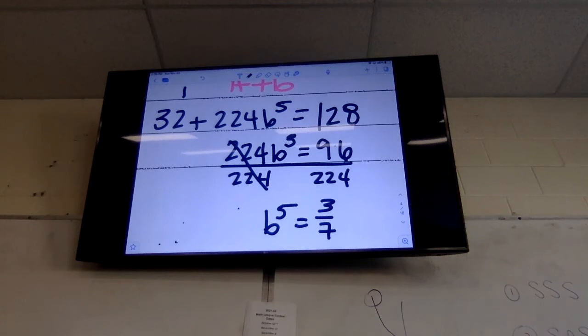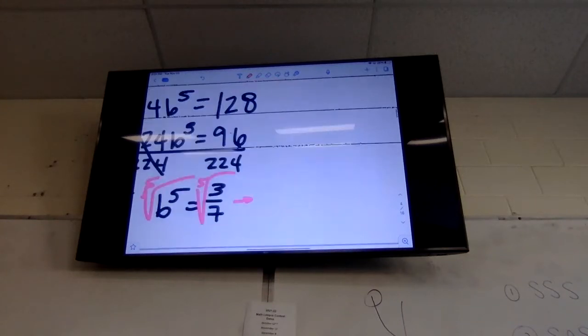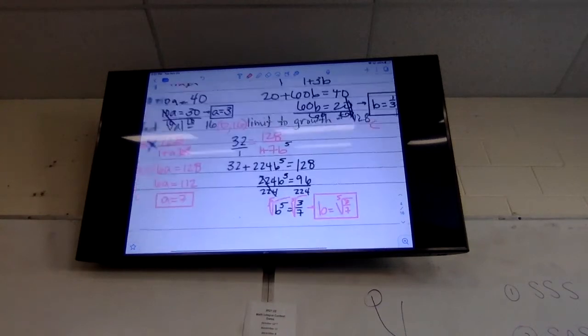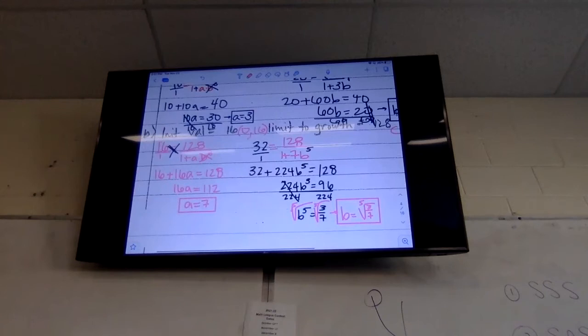And again, I just taught you how to do a 5th root in the calculator, but I think it's also fine to just leave it by hand. So I'm going to do 5th root of both sides. And you can actually just leave that answer as B equals the 5th root of 3/7. You can use that. It doesn't matter. I know sometimes I tell you no calculator and sometimes I tell you yes calculator. So you can leave it like this if you don't have a calculator.